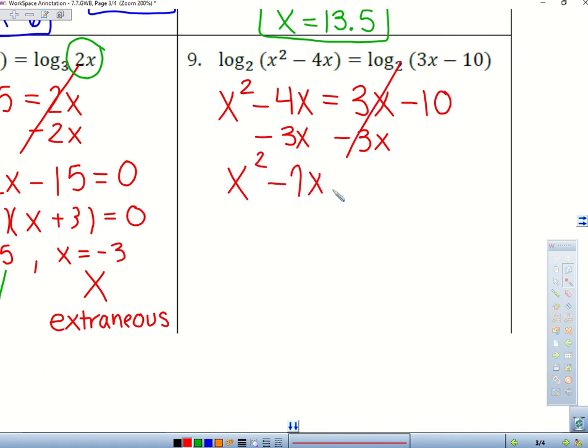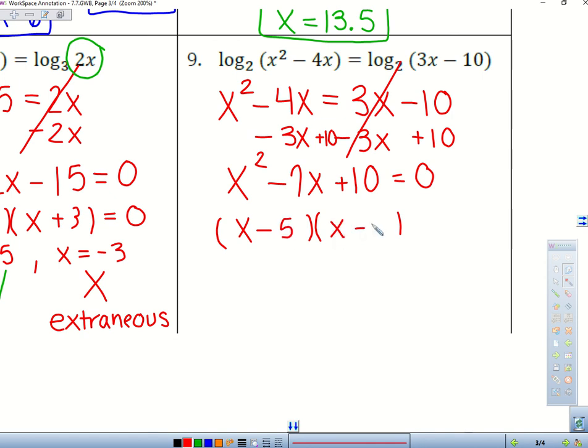So it's like this. And then I add the 10 over as well. And then I factor. -5, -2. Very nice. You guys are getting better at the factors as time goes on, I see. We got 5 and 2. We got to check them.